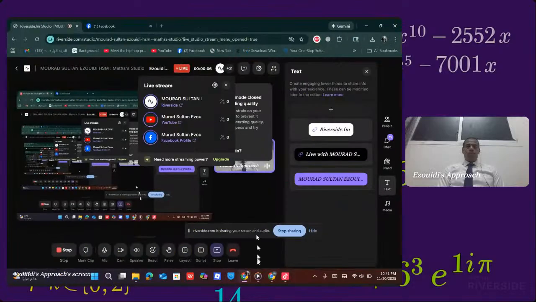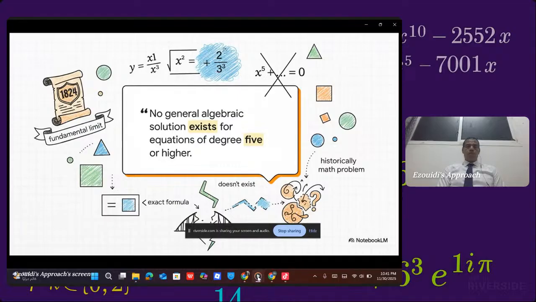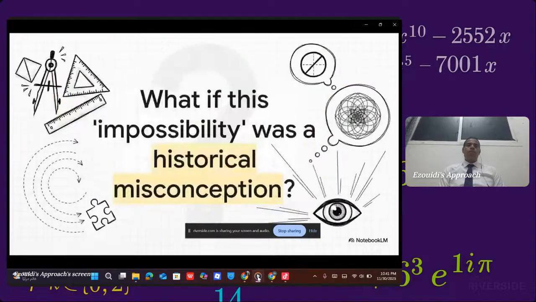Exact formula for a lot of equations. But once you hit the fifth degree or higher, that neat formula just doesn't exist. It's been a cornerstone of algebra for generations. But here's the kicker. What if that so-called impossibility wasn't some fundamental law of the universe? What if it was just a problem with the tools everyone was using at the time?